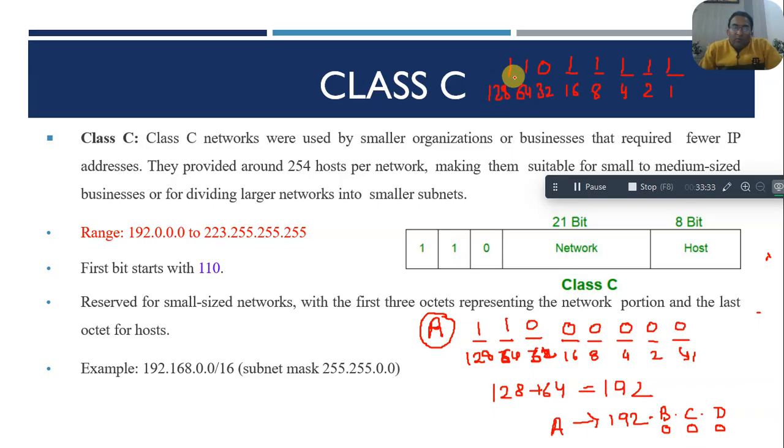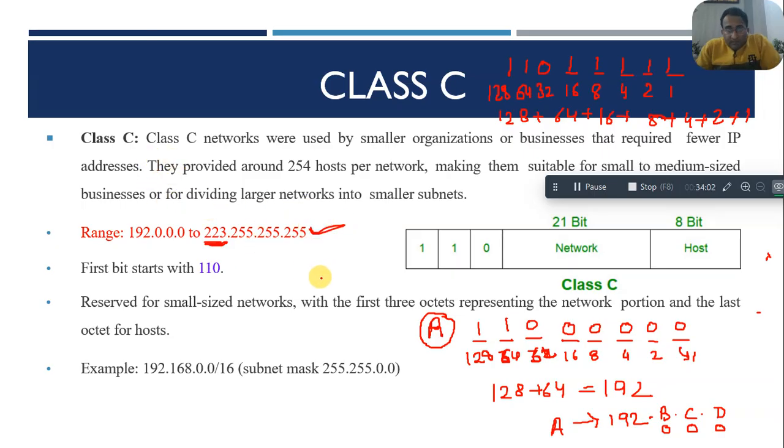And now where there are ones, we will add all those numbers. So 128 plus 64 plus 16 plus 8 plus 4 plus 2 plus 1. When you add them, we get the number 223. So 223.255.255.255 will be the last IP address in class C.